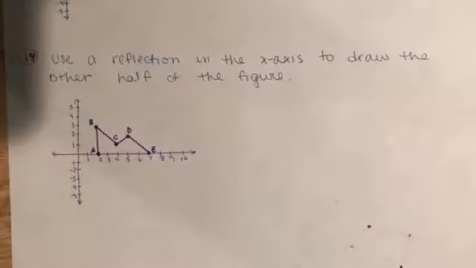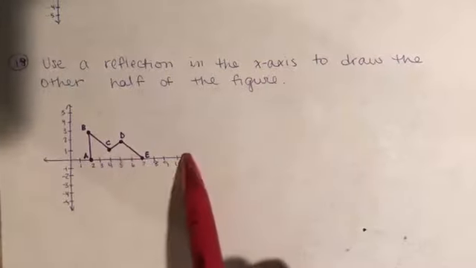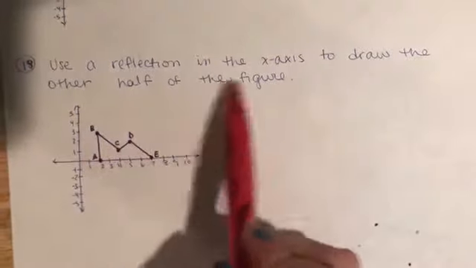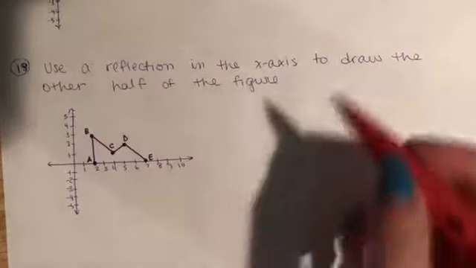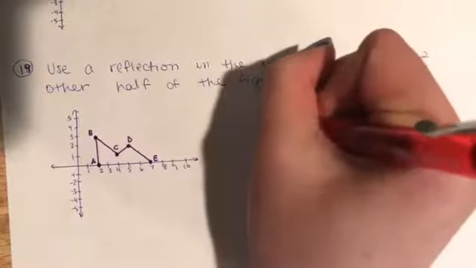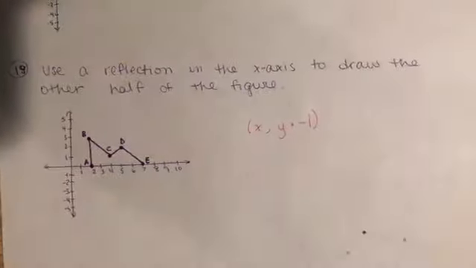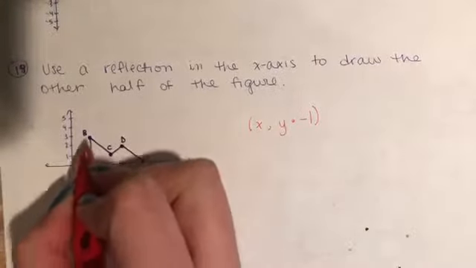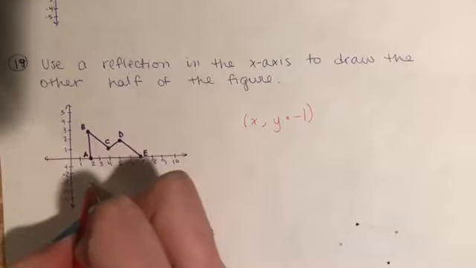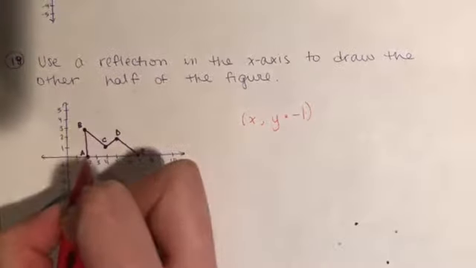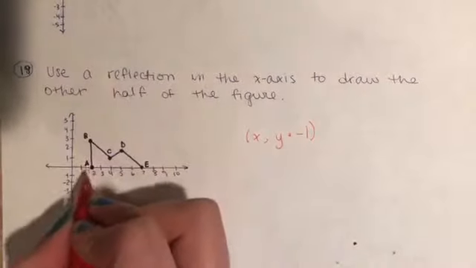This question is asking us to use a reflection in the x-axis, this axis, to draw the other half of the figure. This is the same thing as multiplying all of the y values by -1. Or you could count how many up across from the x-axis and do the same thing on the bottom. So A prime will stay where A is.